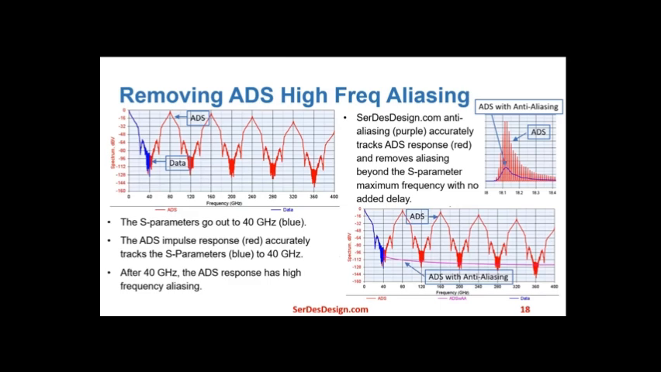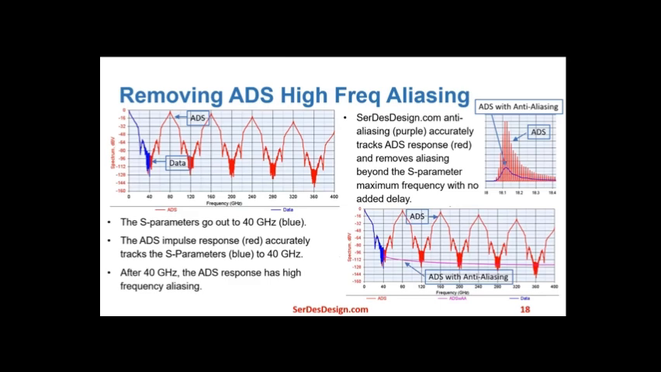High-frequency aliasing is a process built into the SerDesDesign.com process. In this example, the S parameters go out to 40 gigahertz, the blue curve in the upper left graph. The ADS channel impulse response in the frequency domain, the red curve in the upper left graph, accurately tracks the S parameters to 40 gigahertz.